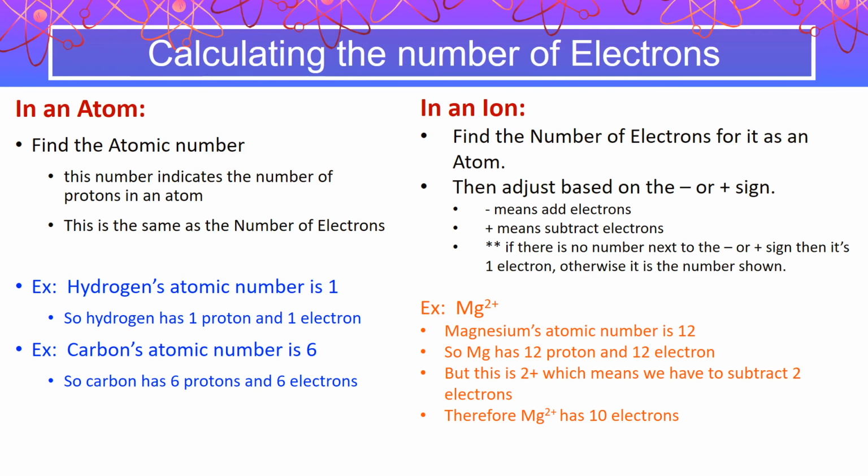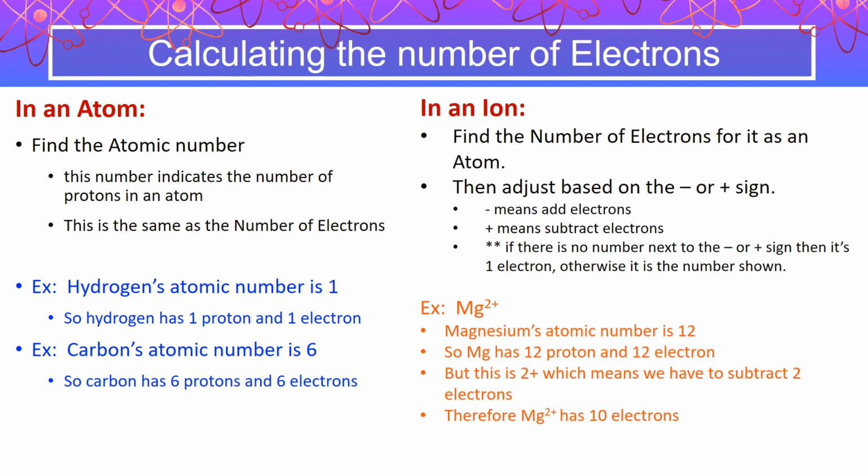So find the number of electrons that it would have if it was just an atom. From the example before, carbon's atomic number is 6, so it must have 6 electrons. Well, if carbon was an ion, you would then alter the number of electrons from that original 6. So our example down the bottom is magnesium. Magnesium's atomic number is 12. So a magnesium atom has 12 protons and therefore 12 electrons.